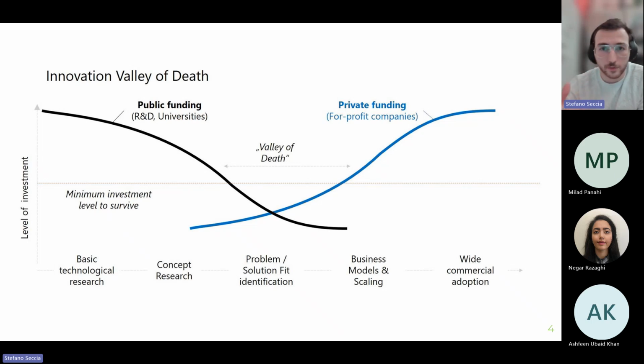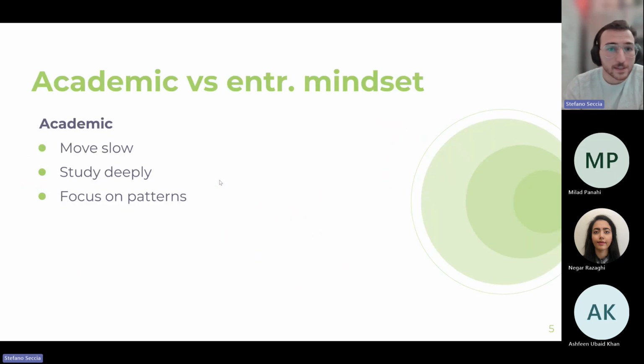A lot of technologies, a lot of developments fall in this valley of death where they cannot find a problem to solve. And that's because usually it starts from the solution side, from an academic perspective. And as Sajjad introduced, we should shift that and start from the problem that we aim to solve and then develop a product to solve that problem. But let's go over quickly some of the main differences that exist between an academic mindset and an industrial mindset, we could say entrepreneurial.